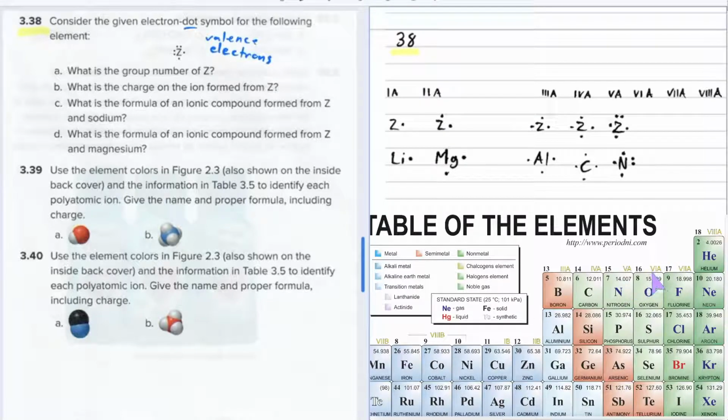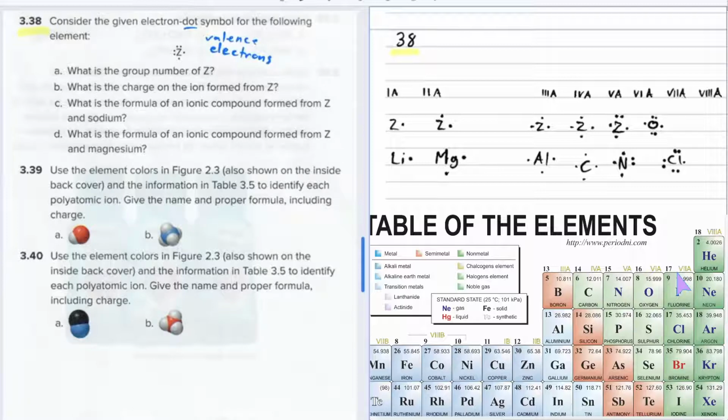Might as well finish off 6, 7, and 8. For 6, we'll just do an example. Oxygen is in group 6, so it would look like this. 1, 2, 3, 4, go back and pair it, 5 and 6. Then fluorine or chlorine is in group 7A. So how about chlorine? Chlorine would look like this. 1, 2, 3, 4, 5, 6, 7.